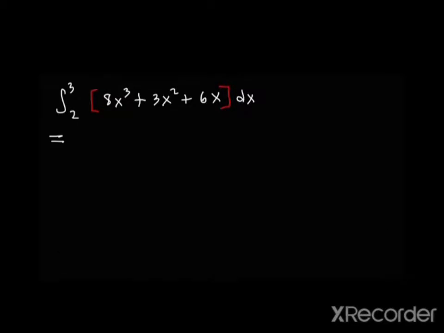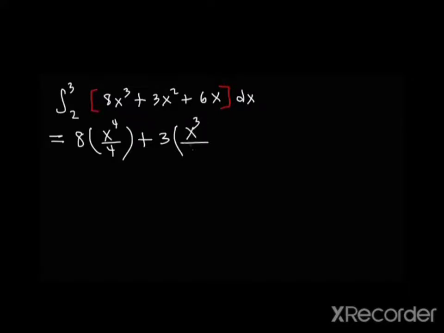Now, let's continue on with this example. So to find the antiderivative of 8x cubed, first, we're going to rewrite the constant 8. Then, we're going to add 1 to the exponent. 3 plus 1 is 4, and then we're going to divide by 4. Now, let's repeat this process for the next one. So, the antiderivative of 3x squared is going to be the constant 3 times x raised to the third power divided by 3.